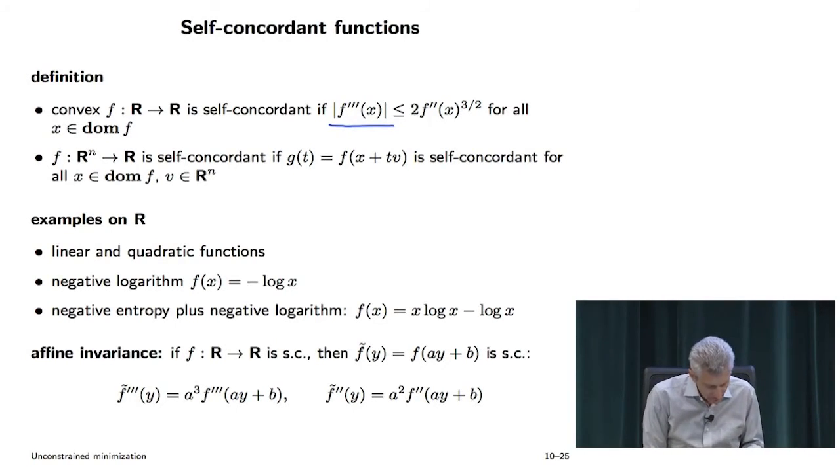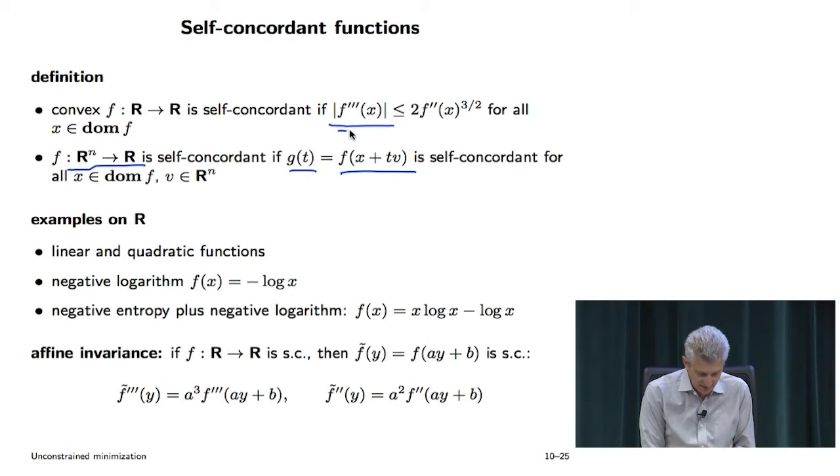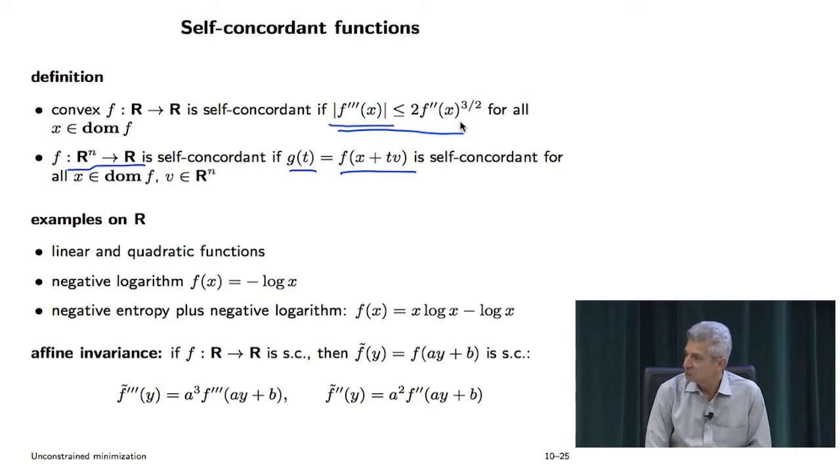Now we say a function on Rn to R is self-concordant if the following is true. You restrict the function to an arbitrary line, right? So f is a function on Rn, g is a function on R. If that function is self-concordant, so if g satisfies that, then you define f to be self-concordant. Okay, so that's the idea. The correct way to think of this is a method to say that the third derivative is small, but a method that is invariant under scaling. Very important.